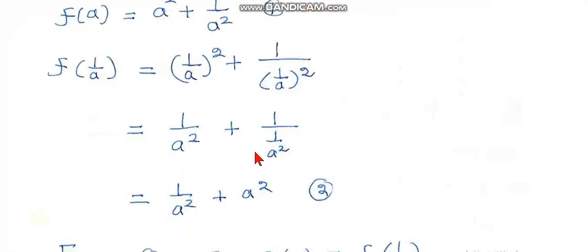That is 1 by a squared plus 1 by a squared. 1 squared is 1, so 1 by a squared. Now this 1 by a squared is nothing but a squared. So 1 by a squared plus a squared. From 1 and 2, f of a is the same as f of 1 by a.